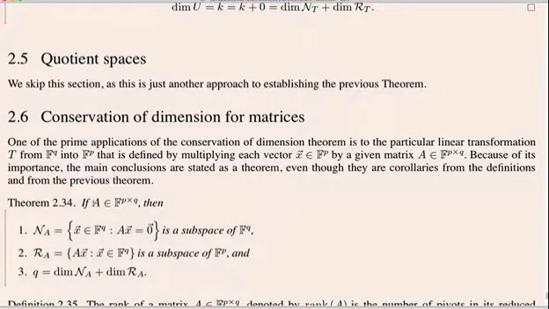If A is a P by Q matrix, then the null space of A, which means all the vectors x in Fq for which Ax equals the 0 vector, is a subspace of the Q vectors. And the range of A is the set of all Ax vectors, where x is a Q vector. This is a subspace of the P vectors. And what we have is that Q, which is the number of columns, is the dimension of the null space of A plus the dimension of the range of A.